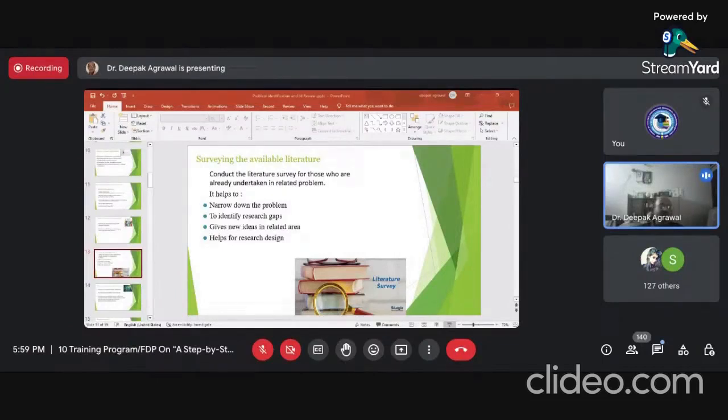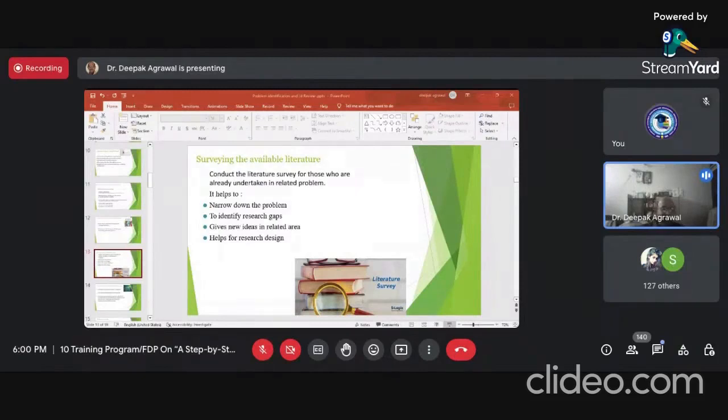So moving to the next step, that is the literature survey. There may be a large number of experts who might have worked upon the topic you want to work upon. So just try to collect as much information as possible. Again, you can go through online or offline sources. This is helpful in properly understanding the problem so that you can narrow down the problem.